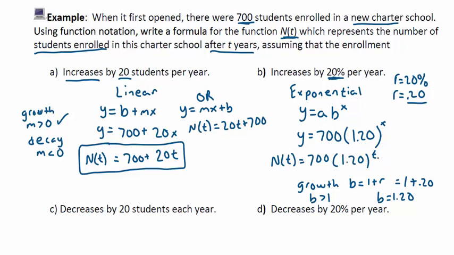As a plausibility check, you could replace t with 0. That would represent the enrollment after 0 years, meaning the initial enrollment, and you would see that you'd get 700. In fact, plugging in t equals 0, I know that 1.20 to the 0 power is 1, and 1 times 700 is 700. So this model does give an initial enrollment of 700 students when t is 0. So I'm going to leave this as my final answer and move on to part C.